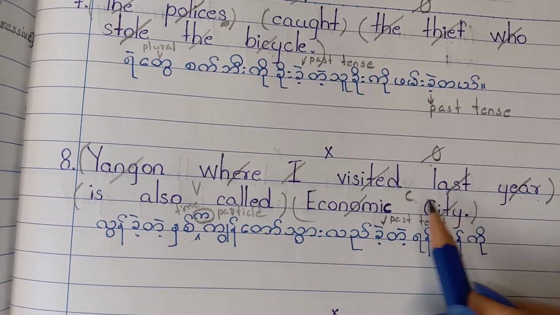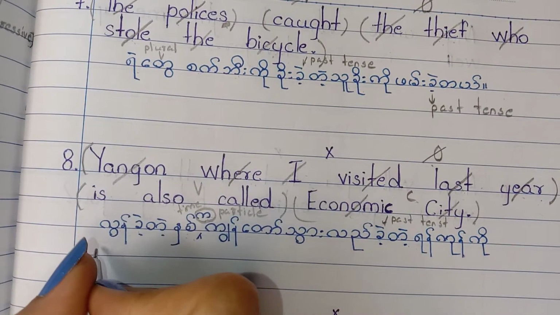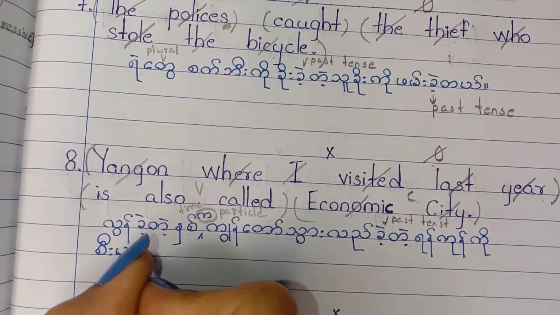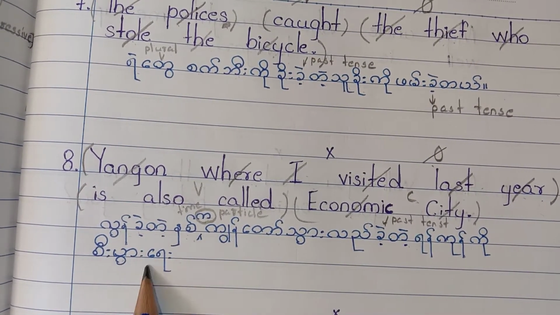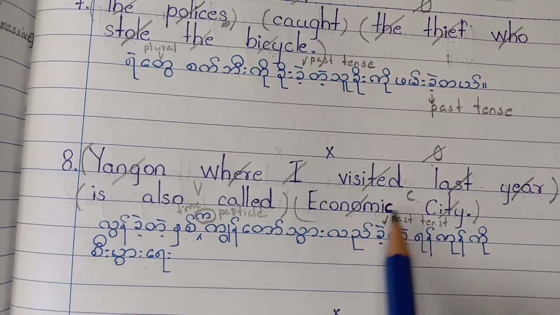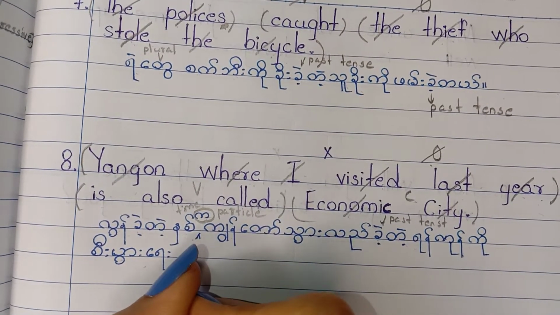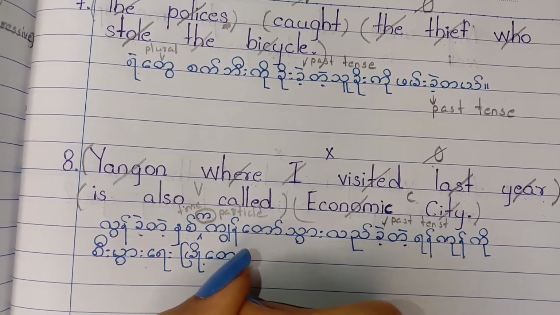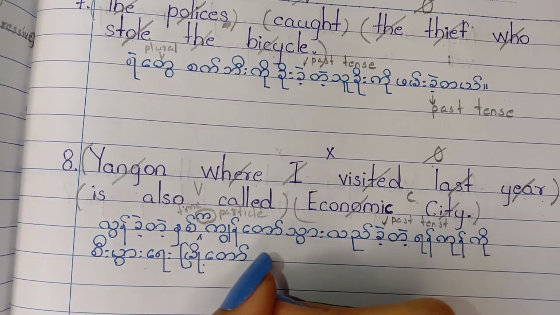Economic city. Economic means စီးပွားရေး, and then city is မြို့တော်. So စီးပွားရေး means economic, and then city, မြို့တော်. Here, လို့လဲ.